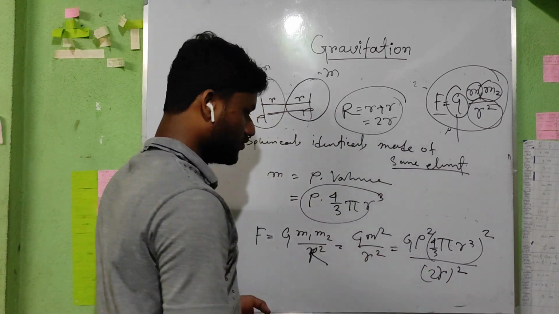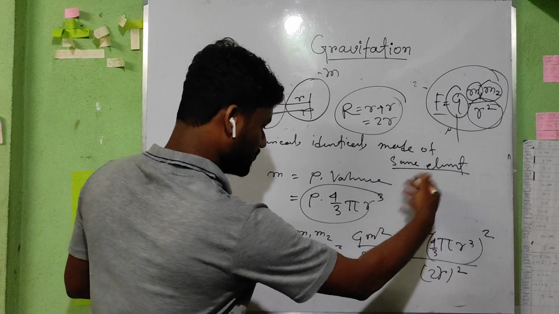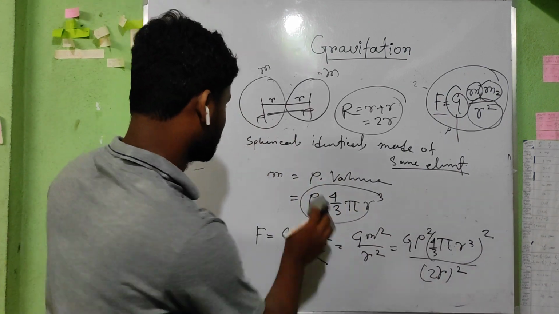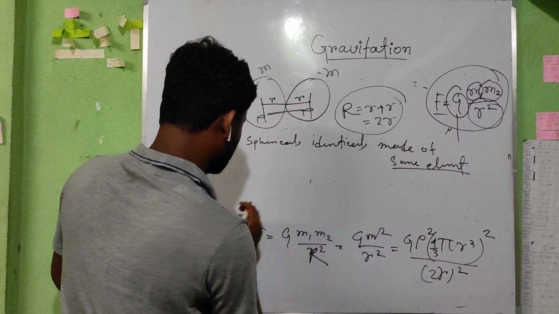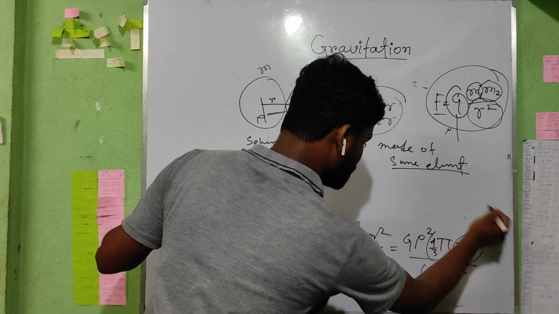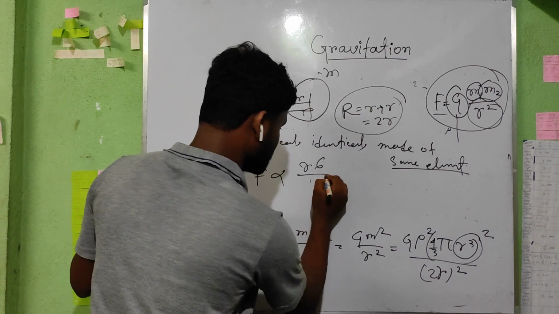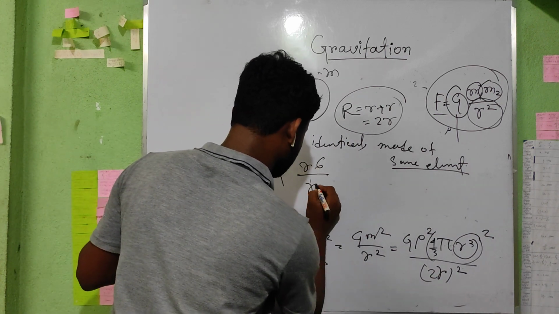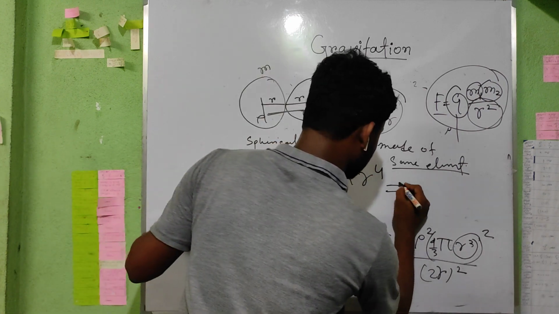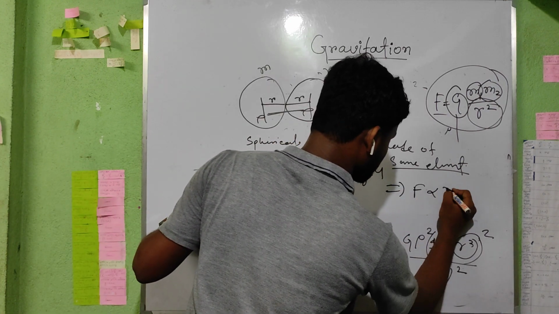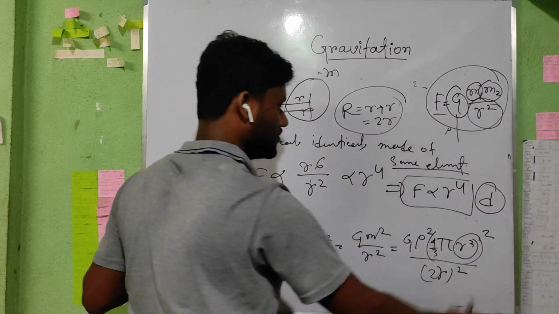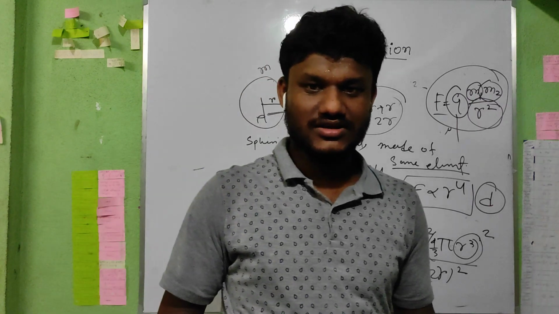We want to know only about proportionality. So after doing all of this, this will be left. If I clear this, F is proportional to, in the numerator there is r cube square, so it is r to the power 6, and in the denominator there is r square only, so it will be proportional to r to the power 4. So we have found F is proportional to r to the power 4. So option D is correct. So that's it for today. Thank you guys.